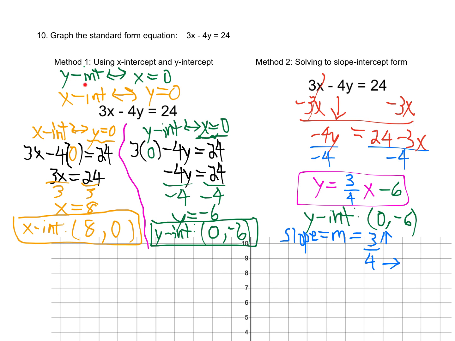Similarly, if the y-intercept is when x equals 0, the x-intercept then must be when y equals 0. So now plug in 0 in place of y, so we have 3x minus 4 times 0 equals 24. Again, negative 4 times 0 is 0. We're left with 3x equals 24. Divide by the number in front of x. 24 divided by 3 then is 8. Again, x is the 8, y is the 0, so we have a point at 8, 0.